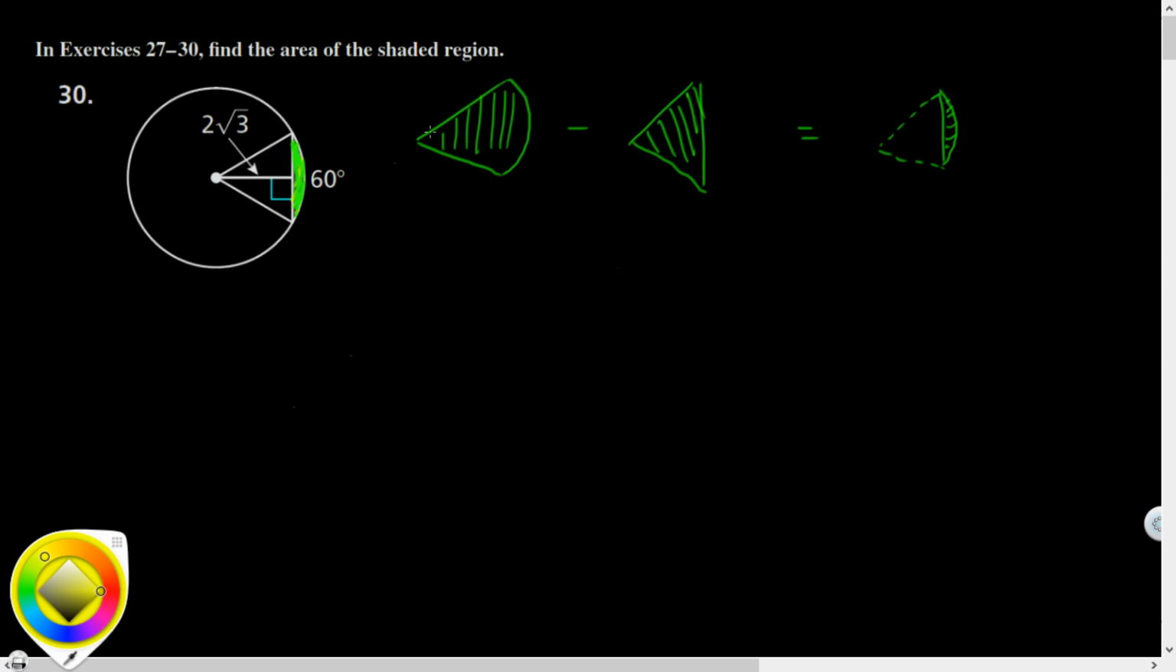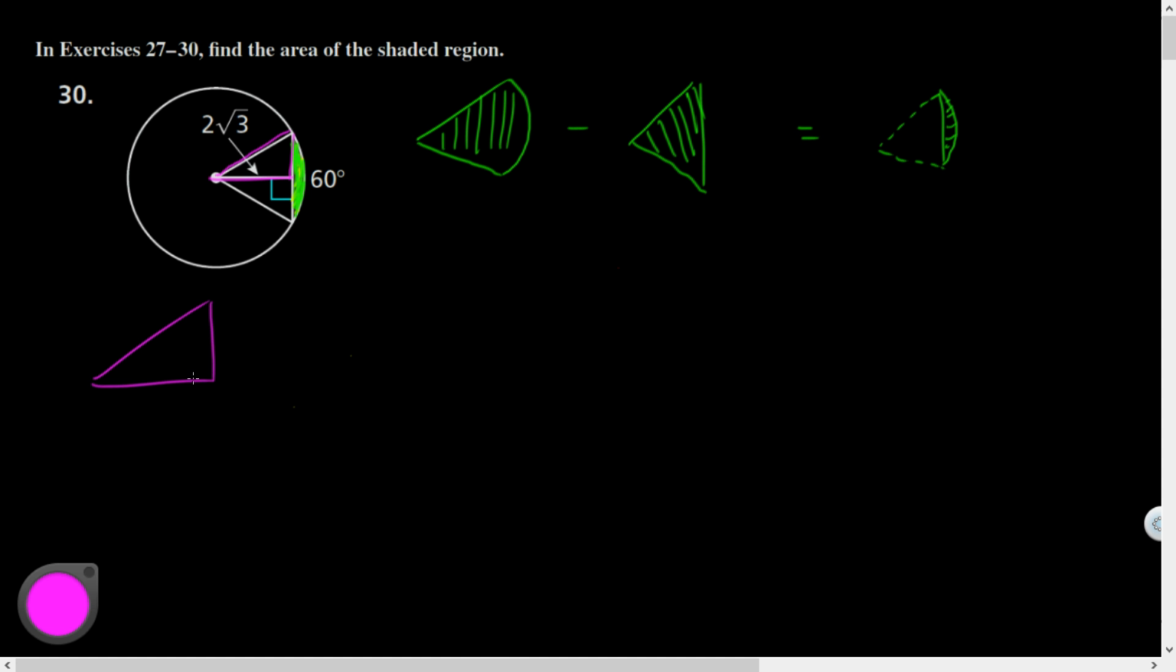So to find the area of the sector, I'm going to need to find this radius. So let's actually figure this out. I'm going to scale up this. All right, so if 60 degrees is the arc measure, we already said the central angle was 60, therefore half of that would be 30. Right? And if this is 2 square roots of 3, question, comment?